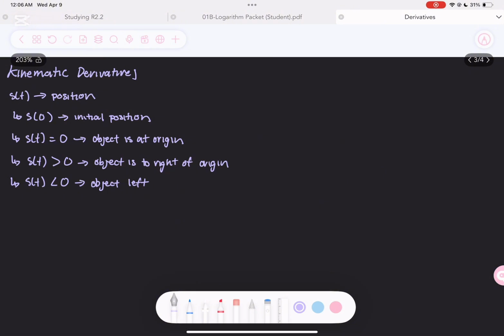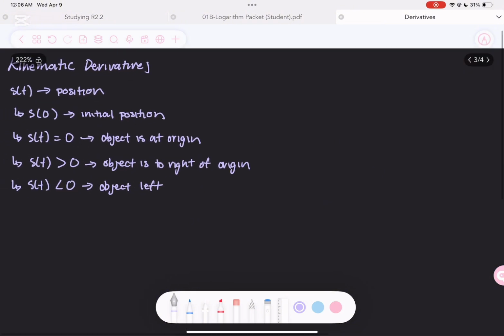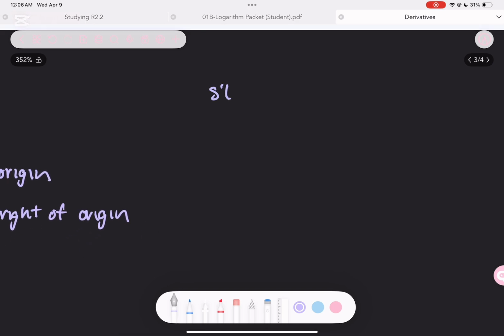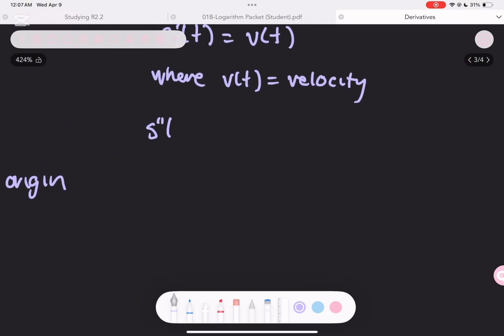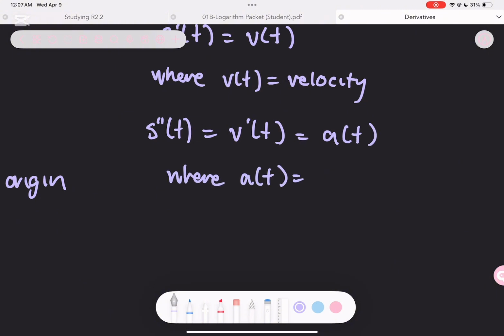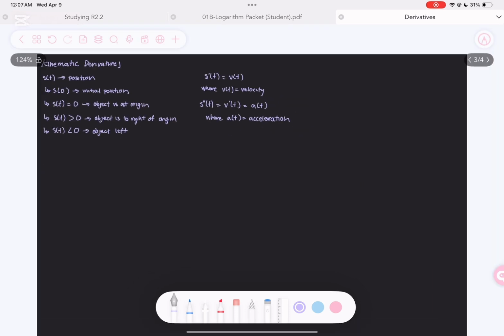The derivative of position will be velocity, so the speed, I guess. So s prime of t is equal to v of t, where v of t is velocity. It's pretty much the same stuff here, except it's moving to the left or moving to the right. And then s double prime of t is equal to v prime of t, which is equal to a of t, where a of t is acceleration. I'm sure you know this already.